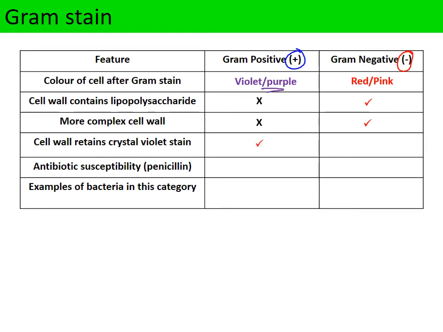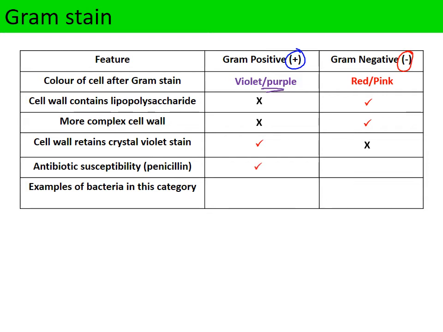Now we know gram-positive bacteria will retain the crystal violet stain, especially after we've added the gram's iodine, which is the mordant, and it chemically or covalently bonds the crystal violet to the thick layer of peptidoglycan. But we know gram-negative bacteria do not retain the crystal violet stain. That gets washed off during the differentiation alcohol step.